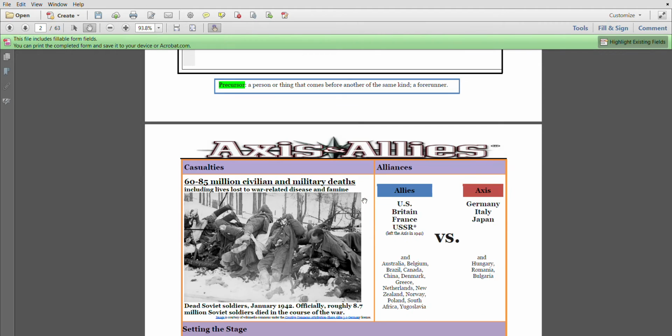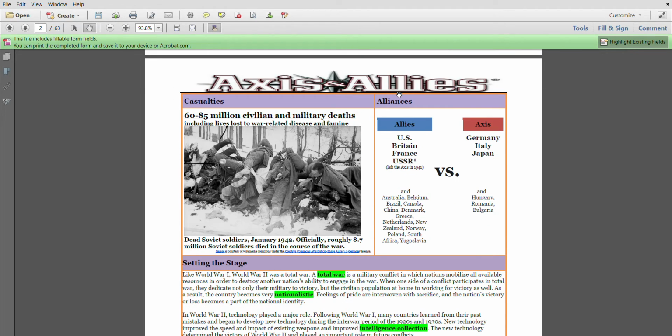Okay, down here we have the Axis and the Allies. These were the two major sides during World War II. On the Allies side, you had the United States, Britain, France, and Russia after they left the Axis in 1941. Also, these smaller players here are the other countries that were involved on the Allied side. The Axis side was Germany, Italy, and Japan, with these smaller players down here as well.